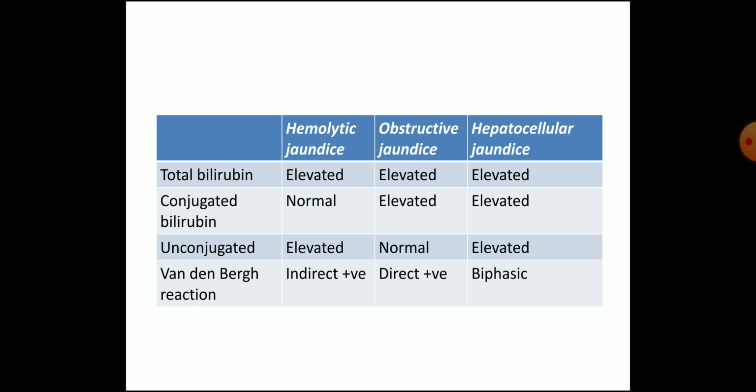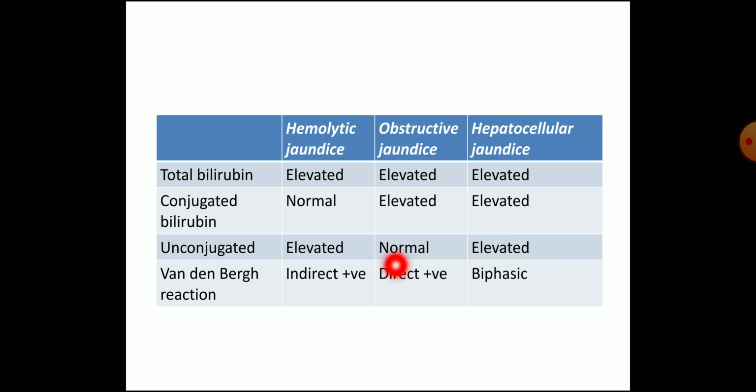Conjugated bilirubin will be normal in the hemolytic jaundice, but elevated in obstructive jaundice, and some elevation will be there in hepatocellular also. Then unconjugated bilirubin will be elevated in the hemolytic jaundice. That is due to excess hemolysis, more of unconjugated bilirubin will be there. Then obstructive jaundice, it is normal because it is obstruction, and then it is elevated in the hepatocellular jaundice.